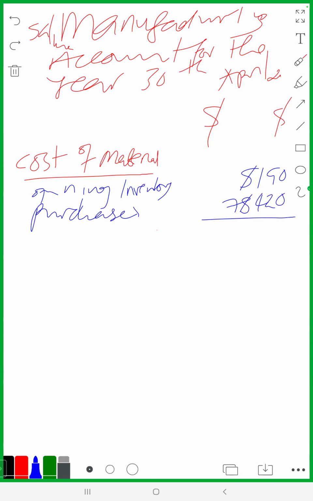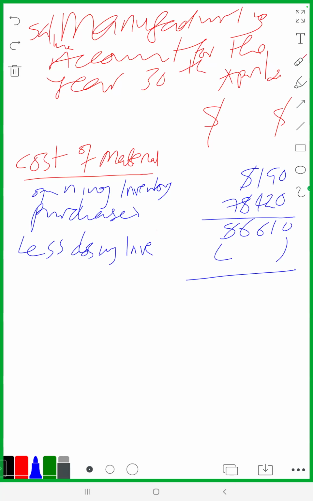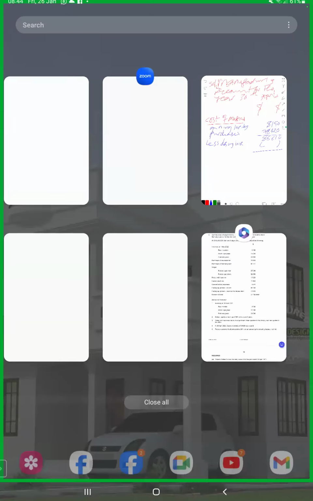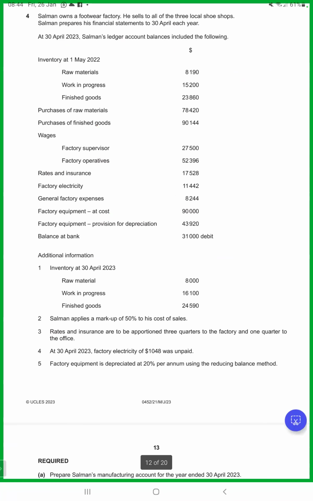And how much do we get? This is in the last column. You should be able to get 86,610. And from this, we can now less the closing inventory of raw materials, of course. And we can have the closing inventory when we check. Let's go back here. We consult from our books. Do I have Paul? What could be the closing inventory of raw material?